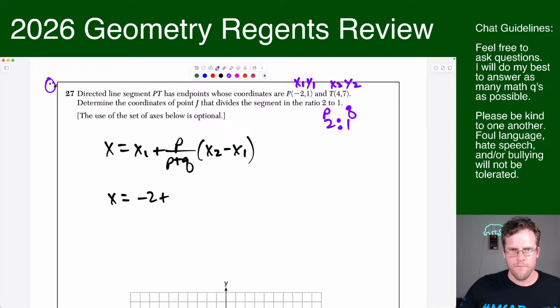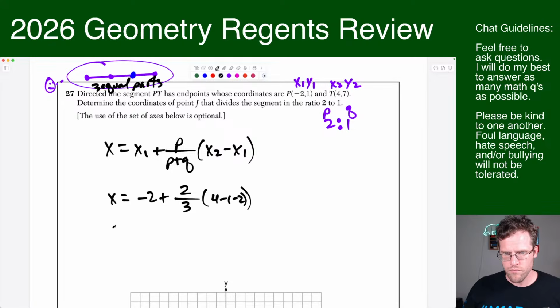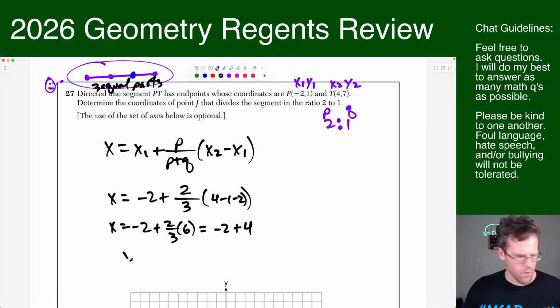What I think of is, if I have a line segment and I'm breaking it into a ratio of 2 to 1, that's 3 equal parts. 2 to 1 would be over here, so you have 2 equal parts to the left and 1 to the right. Then that would be 2 over 2 plus 1, which gives us 2/3. Then subtract 4 minus -2, times 6, and then this is -2 plus 4. So x is equal to 2. The x coordinate we're looking for is 2.